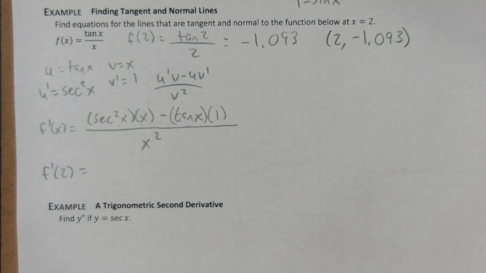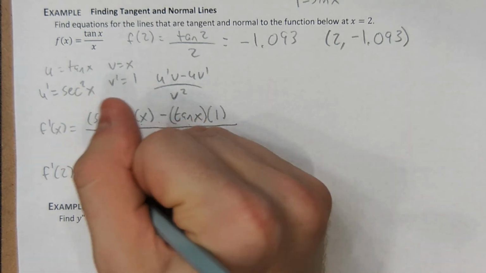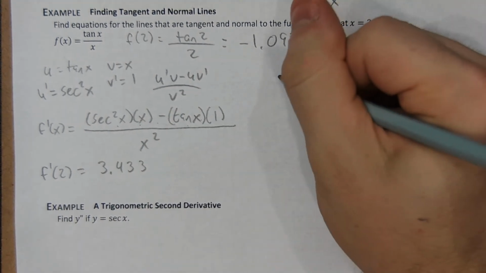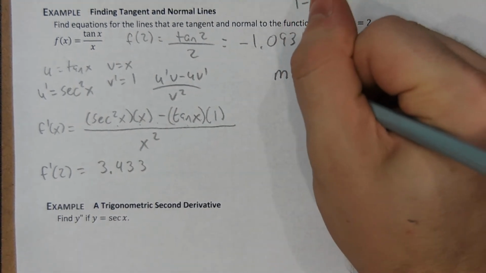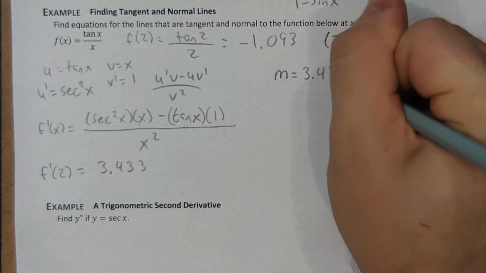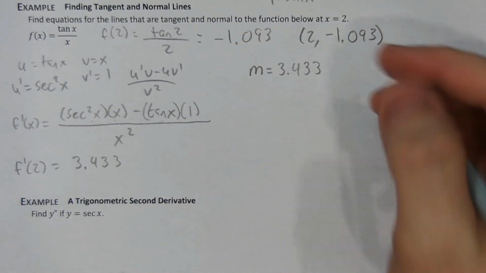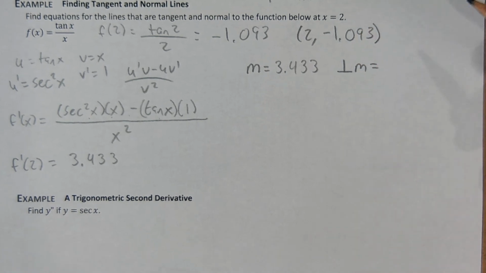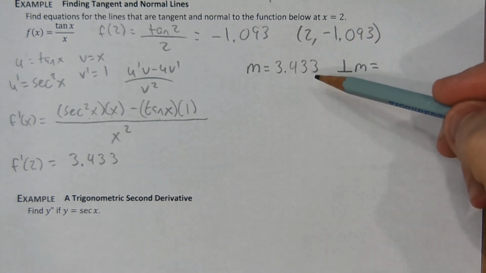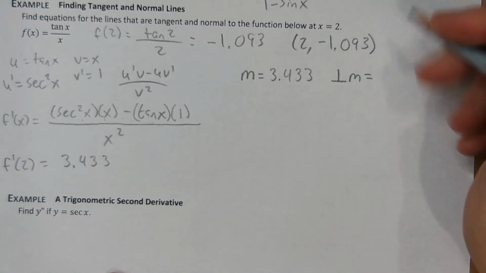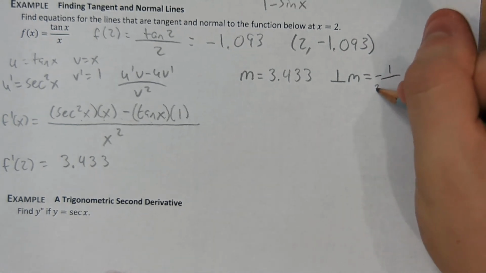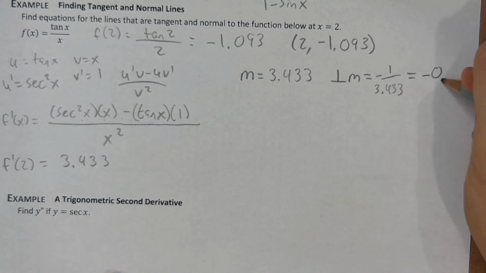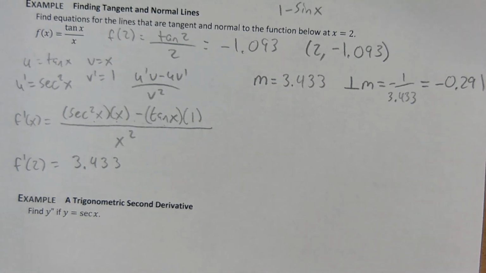Anyway, when you do that, you're going to get a slope of 3.433. So our tangent slope is 3.433, and our perpendicular slope, or the slope of the normal, would be negative 1 over 3.433, which comes out to be negative 0.291. Barely fit it on the page. Whew.